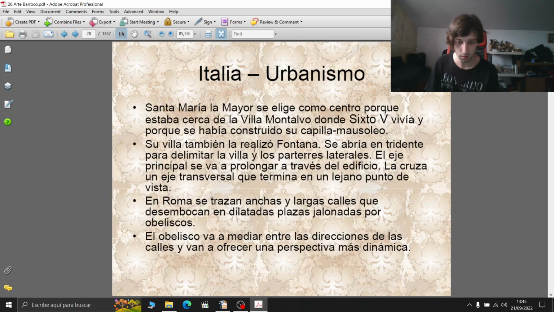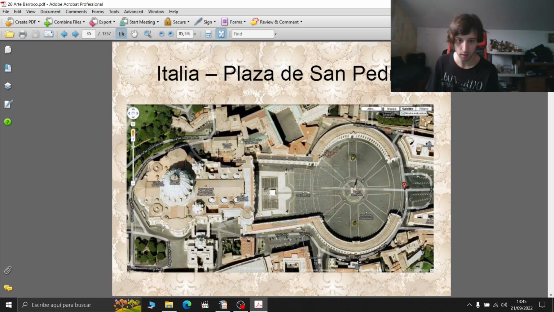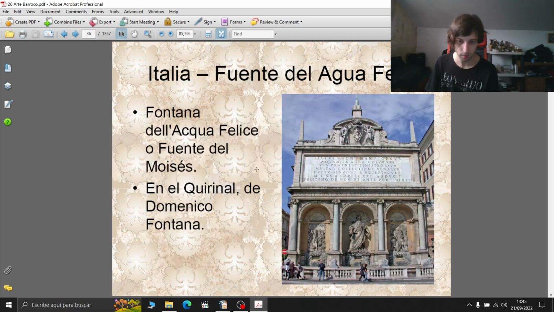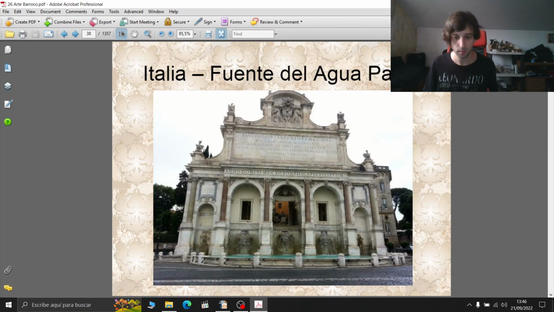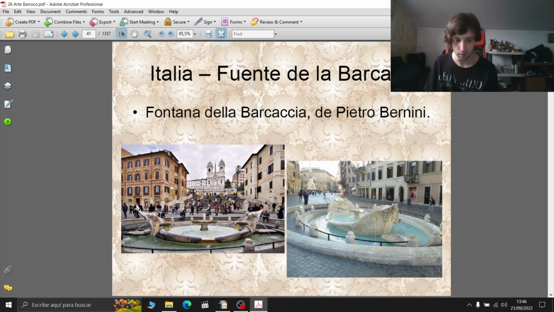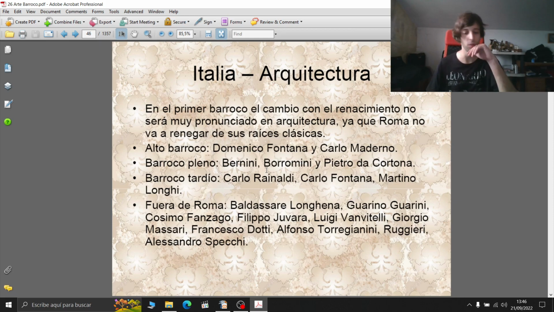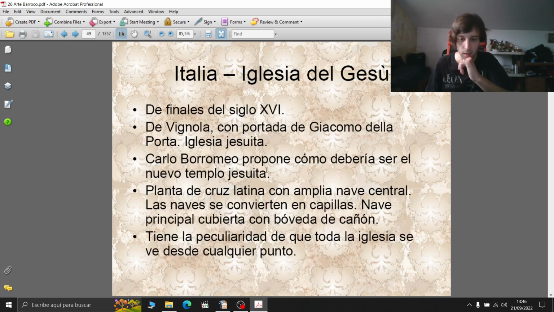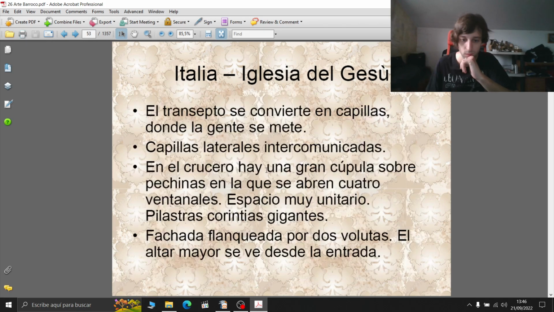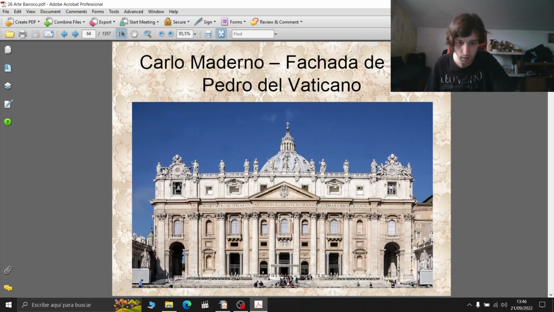This is urbanism: Piazza del Campidoglio, Piazza del Popolo, Piazza Navona, Piazza di San Pietro, Fontana dell'Acqua Felice, Fontana dell'Acqua Paola, Fontana della Barcaccia, Fontana di Trevi. Now architecture. El Gesù, here from Domenico Fontana, Carlo Maderno, this is the Facade of San Pietro.